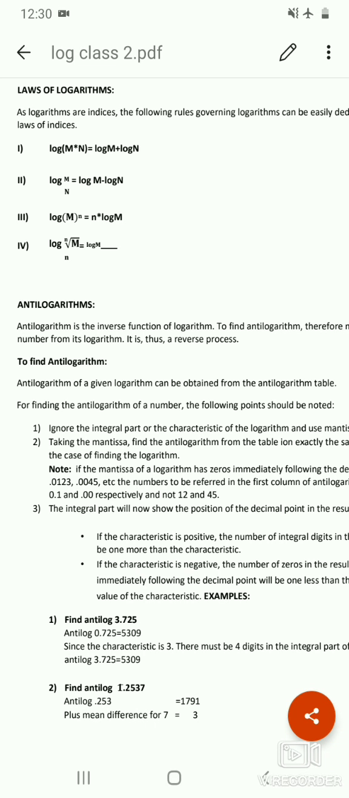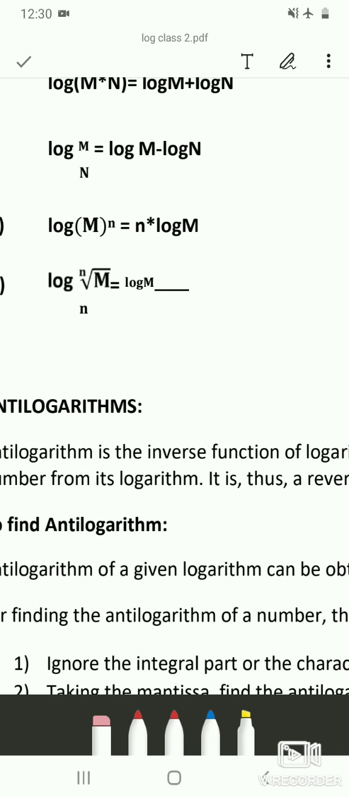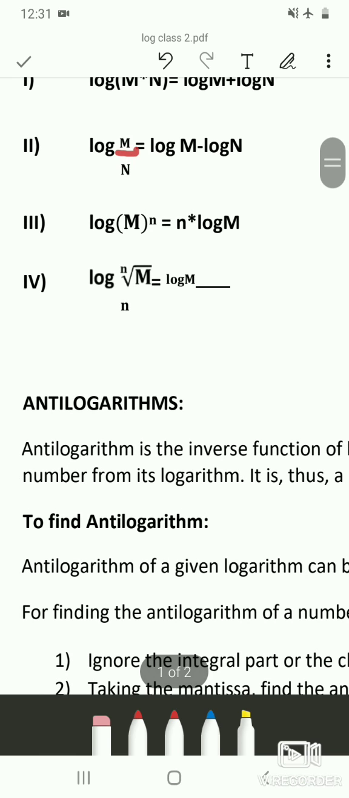The first rule is log of m into n can be written as log of m plus log of n. The second rule is log of m upon n can be written as log of m minus log of n. And the third rule is log of m whole raised to n can be written as n into log of m. So this is an important rule.